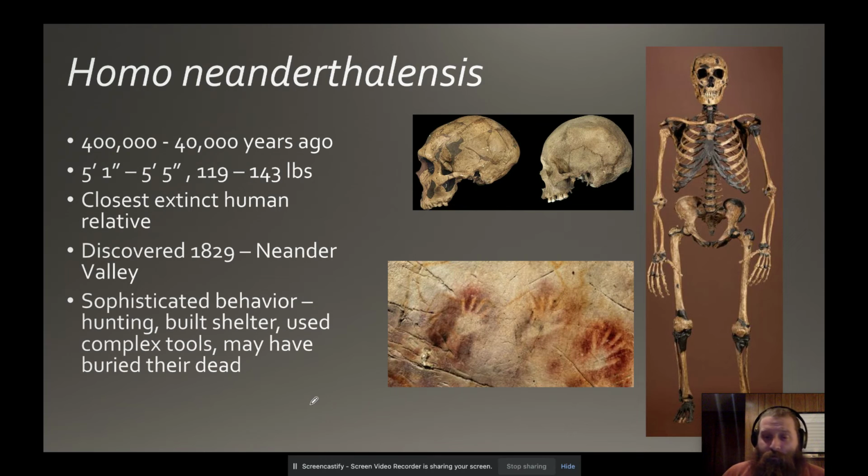Now, something that you've probably heard before is the Neanderthal. The species Homo neanderthalensis ranged from about 400,000 to about 40,000 years ago. They ran from 5 to 5.5 feet or so, about 120 to 150 pounds. So very muscular, very strong, but kind of short. They're named for where they were discovered in 1829. And we have evidence from where we found them of hunting and shelter building. They used complex tools. They may have buried their dead. And they even left behind art for us.